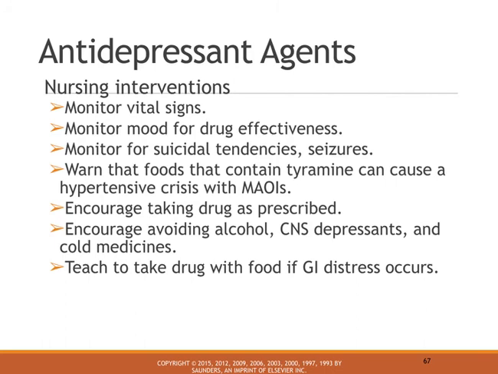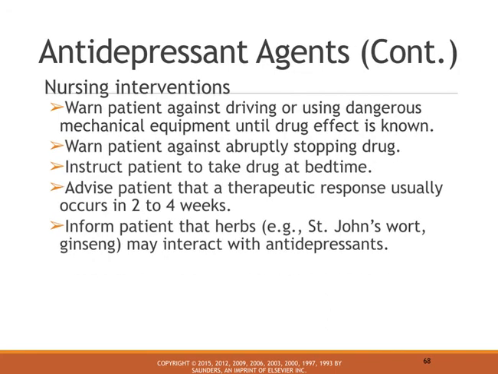We want to warn for foods that contain tyramine with MAOIs. We want to encourage people to take the drug as prescribed, avoid alcohol, avoid other central nervous system depressants, avoid cold medicines if at all possible, or if you have to take it, consult with your physician or pharmacist. Take your medicine with food if you have GI distress. We're going to warn patients against driving or using dangerous equipment until they know how this drug affects them.